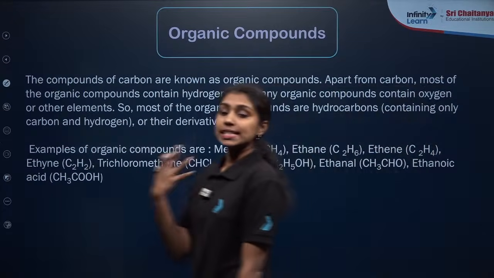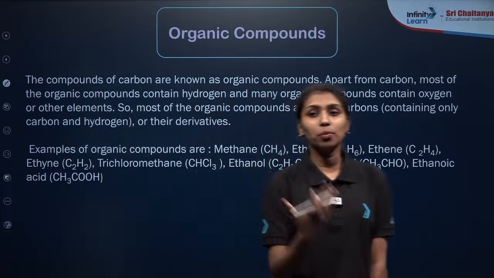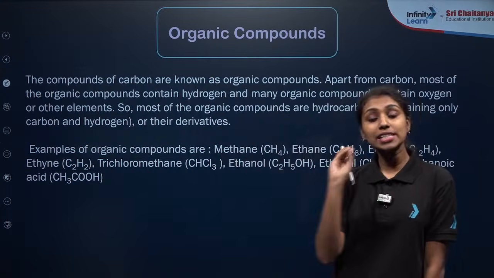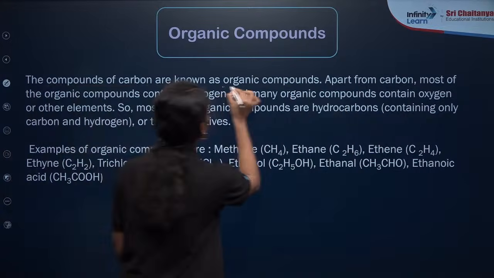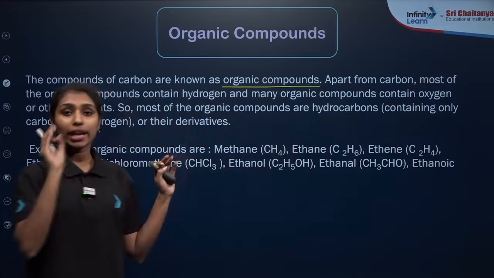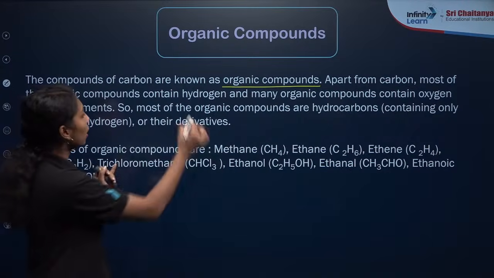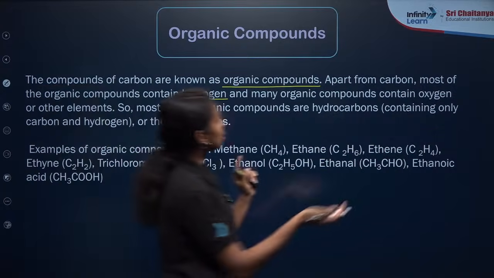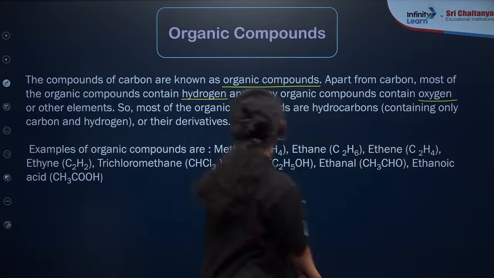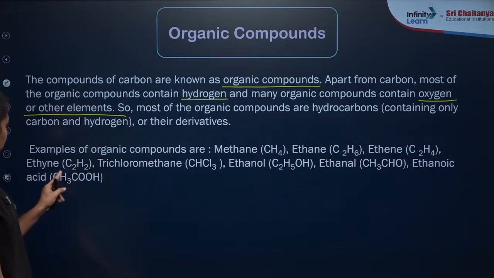Now, whenever we are discussing carbon, we are discussing organic compounds, right? The compounds of carbon are generally known as organic compounds. So if you are asking about organic compounds, we can say that the main component in the organic compound is carbon, right? Apart from carbon, they can contain hydrogen. In the case of hydrocarbons, there will be hydrogen present, and some other compounds will contain oxygen also. Let us see some examples here, right?